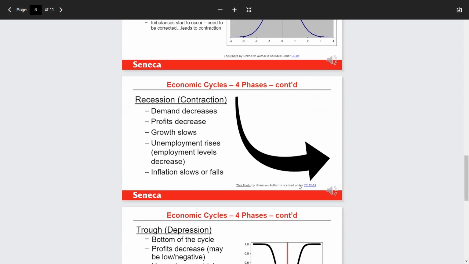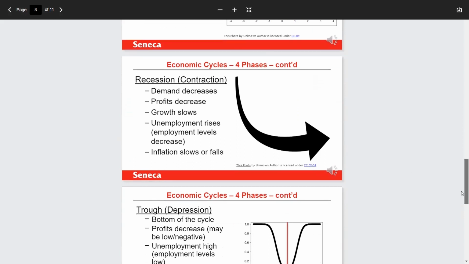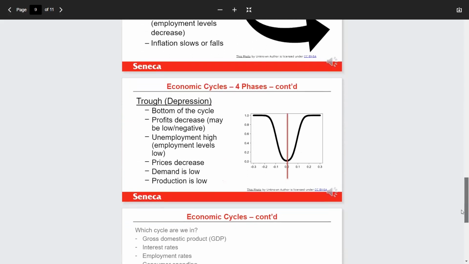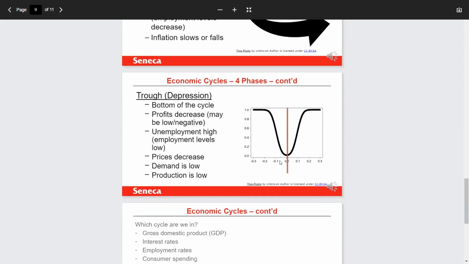So recession, contraction: demand decreases, profits decrease, growth slows, unemployment rises, employment levels decrease, inflation slows or falls. Trough, depression is the bottom of the cycle. Profits decrease, maybe low or negative. Unemployment high, employment levels low, prices decrease, demand is low, production is low.